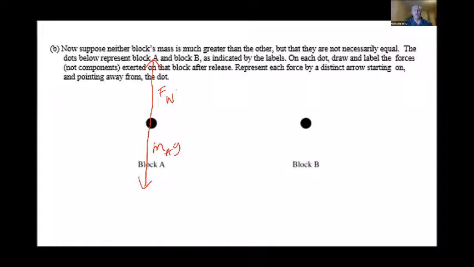And then the other one we ought to show is the tension. And we know for block A, the tension's going this way. And again, F sub T, the best way to notate that.